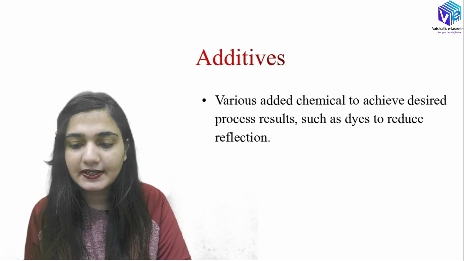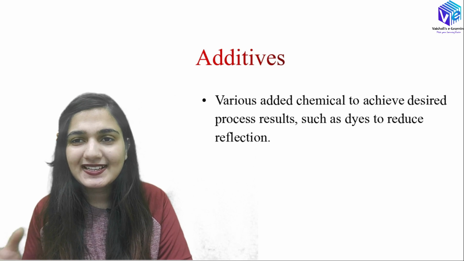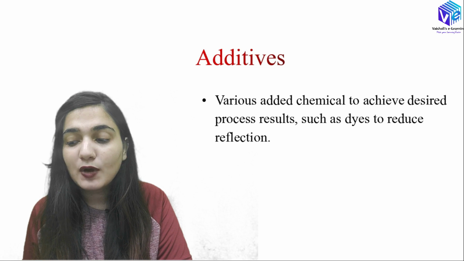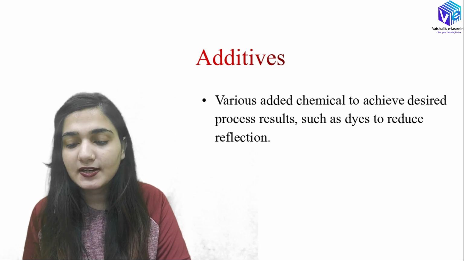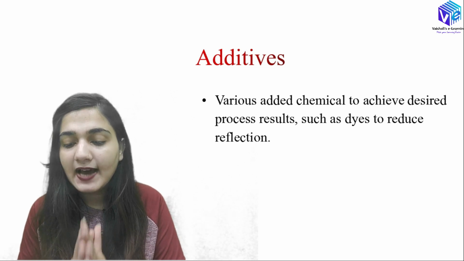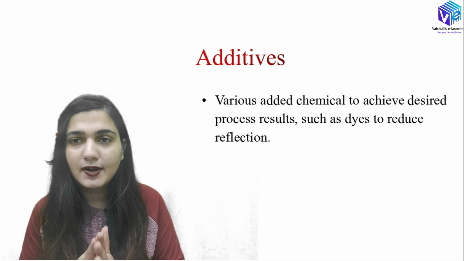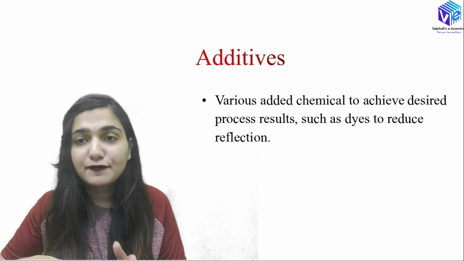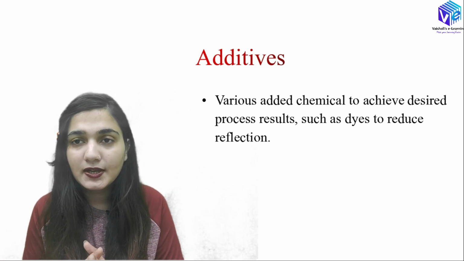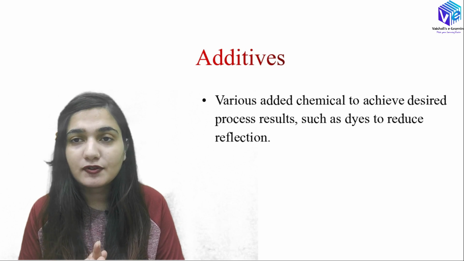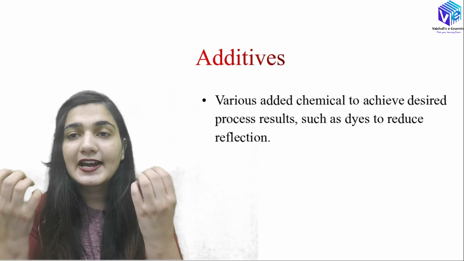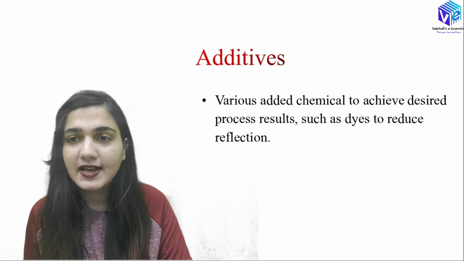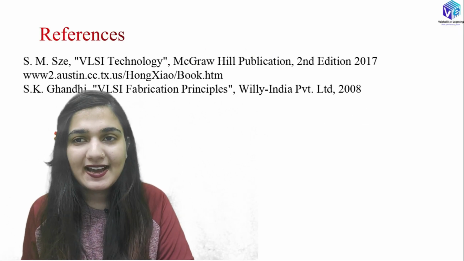Then we have the additives. Additives, as the name suggests, are some additional material. So we have various added chemicals to achieve the desired process results, such as adding dyes to reduce the reflection. Sometimes what happens, if I have the photoresist, the light falls on it but it reflects, so the properties of the photoresist are not changed. I want the light to be absorbed inside the photoresist, and for that I will be using various additives like dyes.